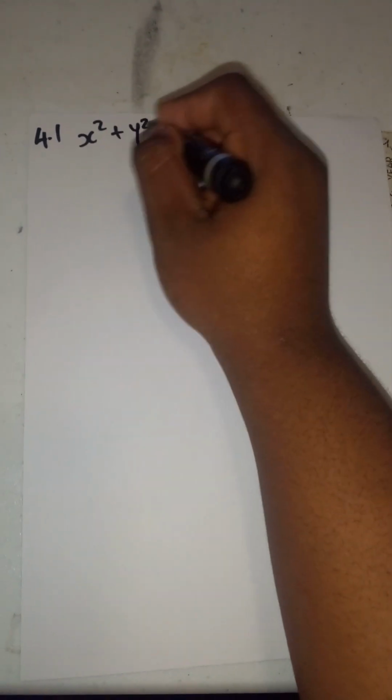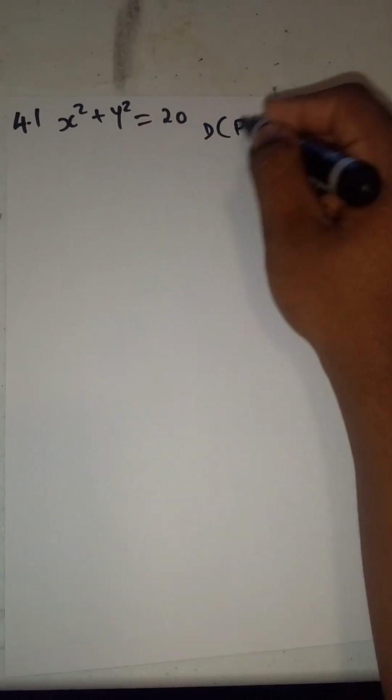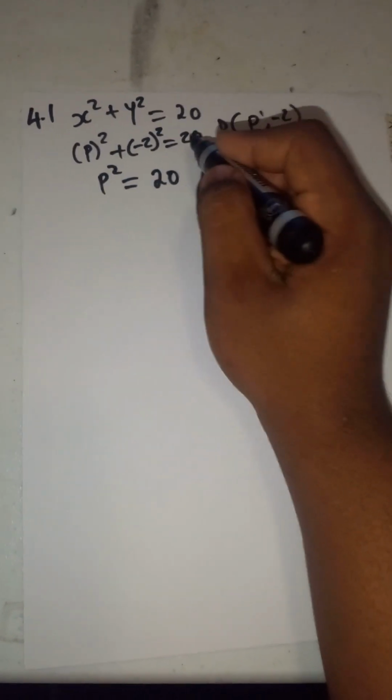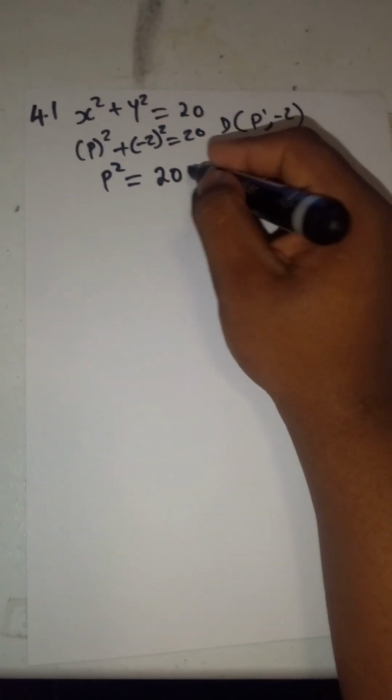On the smaller circle, this is 4.1. The equation is x squared plus y squared equals 20, right? But now we are going to substitute point D. Where there is x, I put p squared, and where there is y I put (-2) squared. And then I have p squared equals 20 minus 4, since (-2) squared is 4. And 20 minus 4 is 16. And then we are going to find the square root.